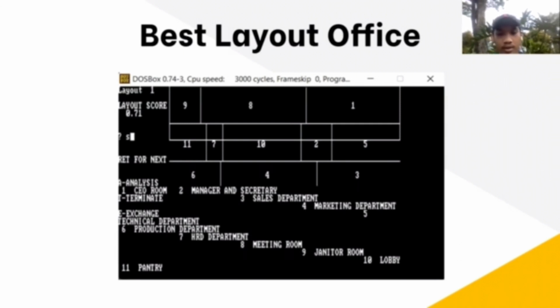Why did we choose layout 1 as the best layout? Because the score of layout 1 is higher than layout 2 and layout 3. The layout score is 0.71.